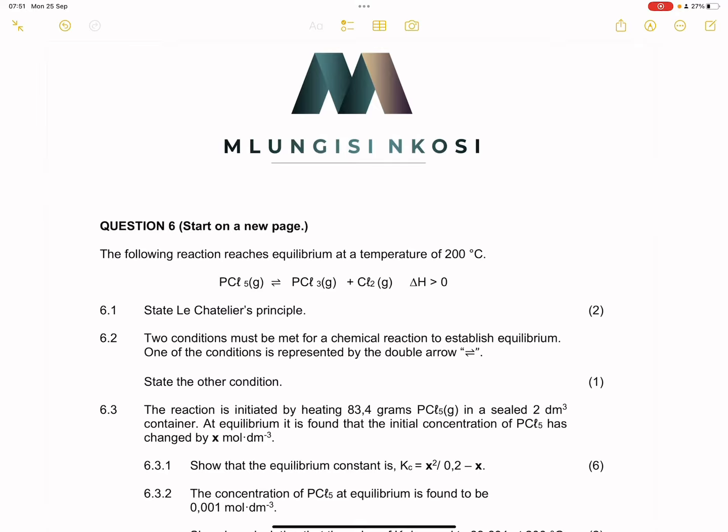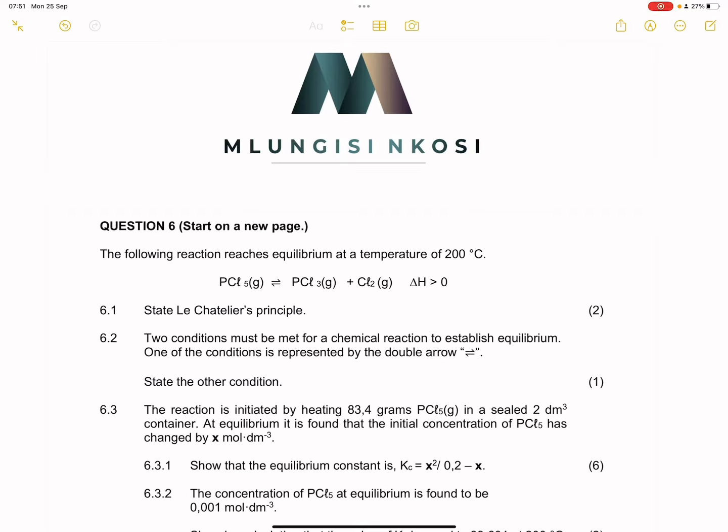All right, so taking this from the Eastern Cape 2023 May June. Right, so let's have a look at the question. They say the following reaction reaches equilibrium at a temperature of 200 degrees Celsius. And of course, I think it's a hypothetical reaction. All right, so we've got that reaction there.